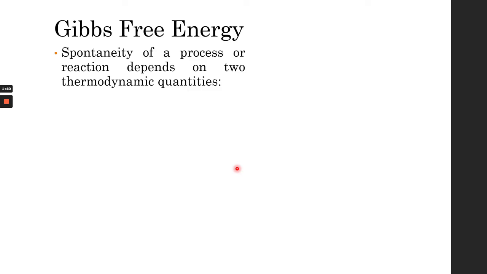Now let's talk about Gibbs free energy. We've talked about enthalpy and entropy, which are the two thermodynamic quantities that give us an idea whether a reaction is spontaneous or not. Now we've discussed what enthalpy is and what entropy is. Enthalpy is the heat released or absorbed by the reaction, and entropy is a measure of the randomness of the molecules during the process of reaction.